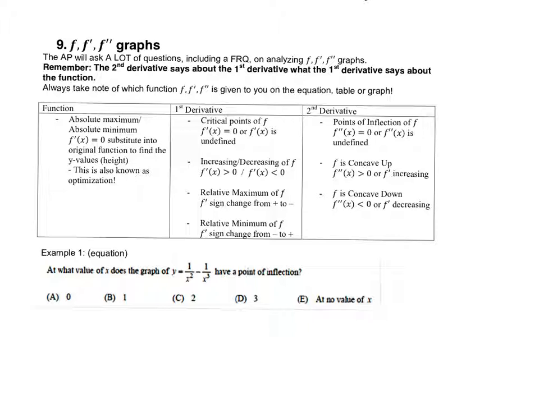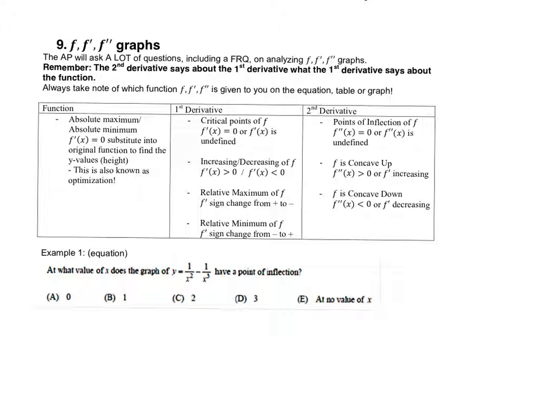Also remember our saying from this unit: the second derivative says about the first derivative what the first derivative says about the function. So we can work with one function and work backwards, basically, to get the properties and characteristics of the previous functions. So let's talk about what each graph is going to give us.